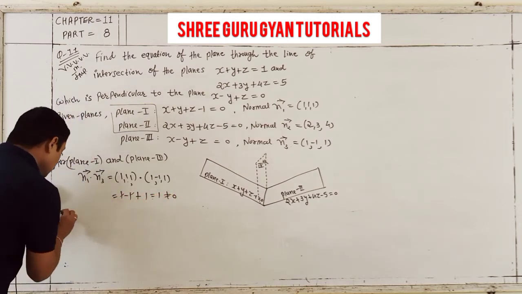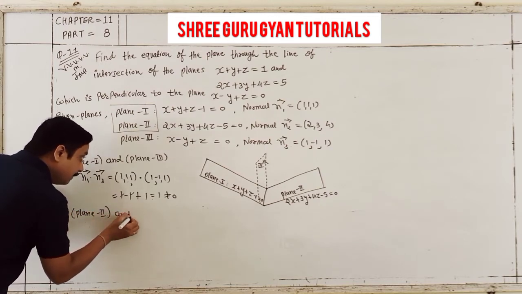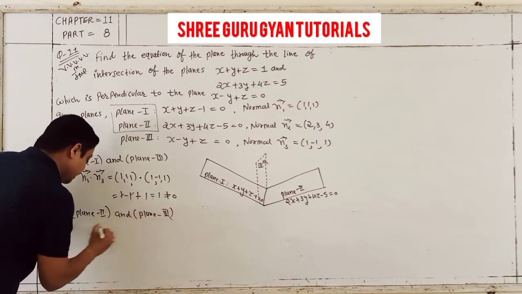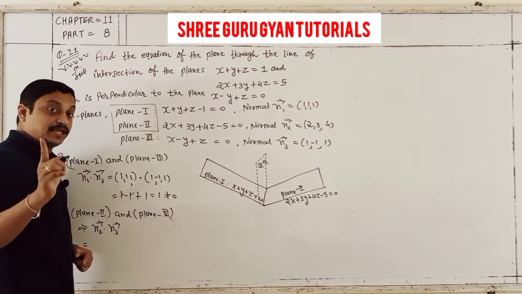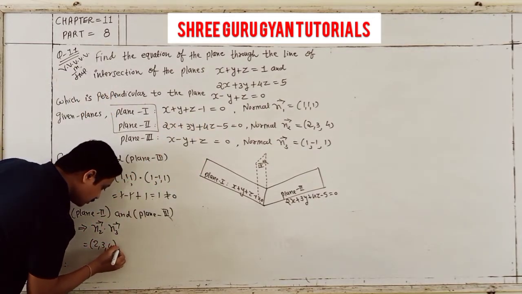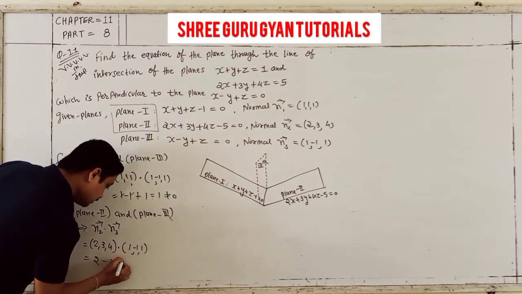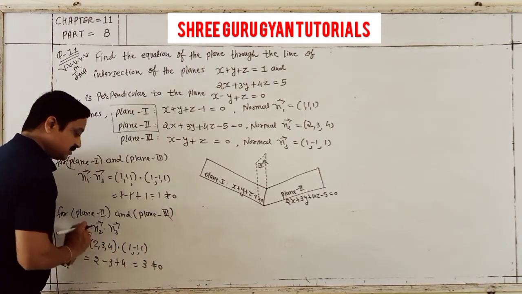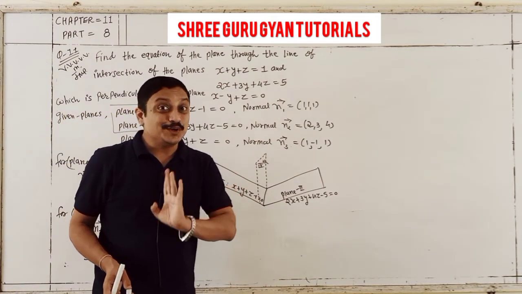Similarly I will check plane 2 and plane 3. Checking n2 dot n3, what's your n2? 2 3 4, dot n3, 1 minus 1 1. My answer is 2 minus 3 plus 4, that is 2 minus 3 plus 4 equals 3, not 0. It means plane 1 and plane 2 are not perpendicular to plane 3.